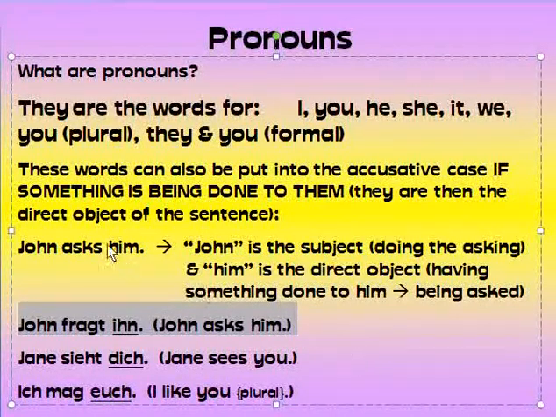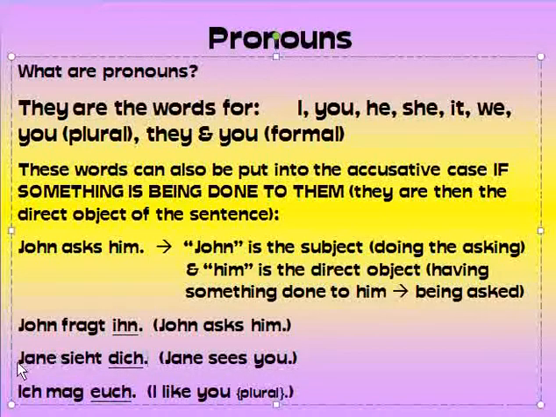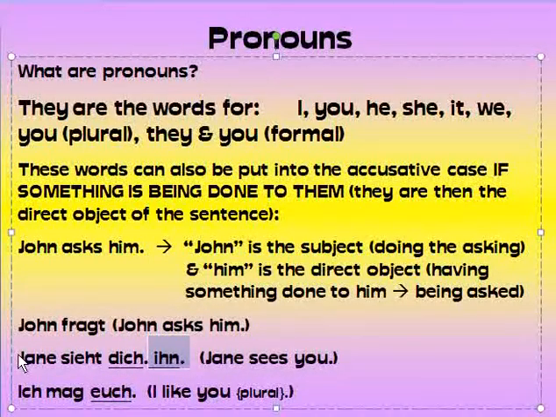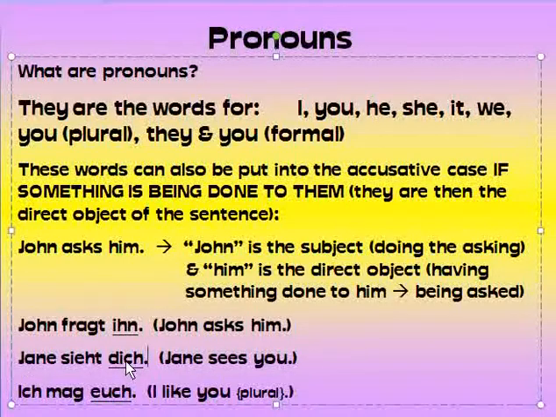So, for example, this sentence translated into German would be John fragt ihn. Okay, so you can see there, the ihn part of the sentence is the accusative pronoun. So er has changed to ihn. This sentence here, Jane sieht dich, means Jane sees you. Okay, so Jane is the subject of the sentence because she is doing the seeing, and she is seeing you. So therefore you are the direct object and therefore in the accusative case.